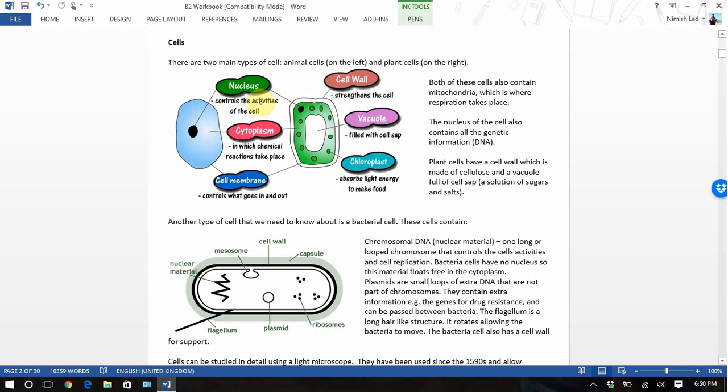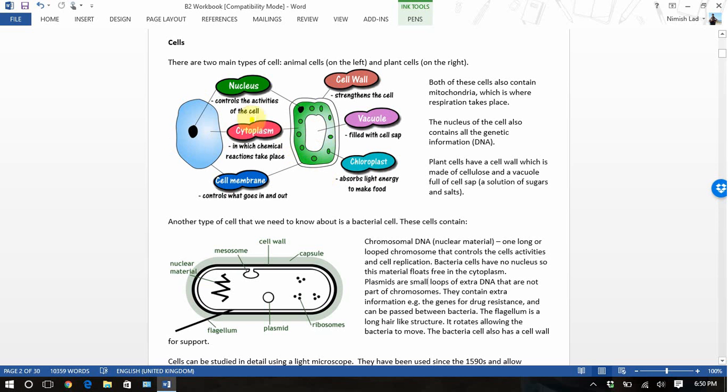So the nucleus controls the activity of the cell. Never say it's the brain of the cell, it actually controls the activities. The cytoplasm is the site of chemical reactions, like respiration. The cell membrane controls what goes in and out. The cell wall strengthens the cell to help it keep its shape, and that's what the vacuole does as well. It's filled with cell sap so that this plant cell has this shape, and the chloroplasts are filled with chlorophyll to perform photosynthesis and therefore make food for the organism.